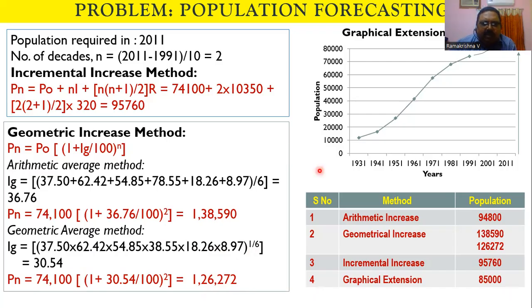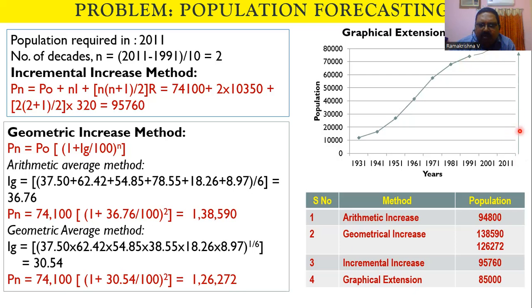So now the other method is the graphical extension method. As I said, the graphical extension method is simply drawing a plot between time on the x-axis and population on the y-axis. You can see these points, 1931 to 1991, population is drawn and then the plot is made. And then this is extended beyond 1991 up to 2011 or wherever you want.